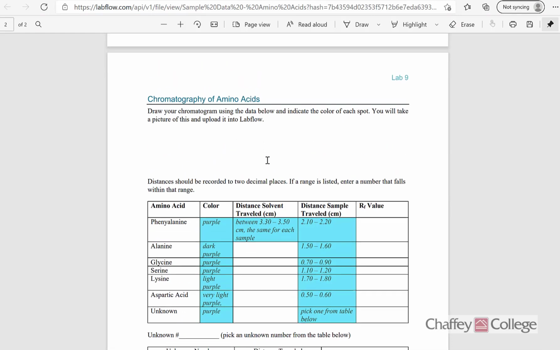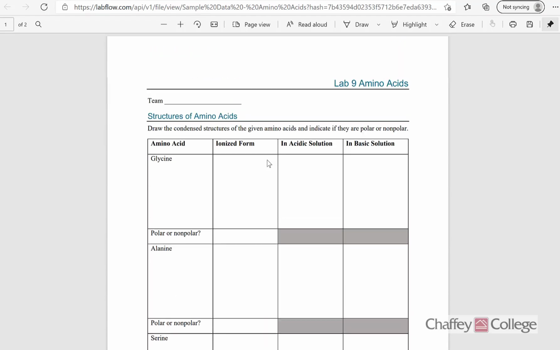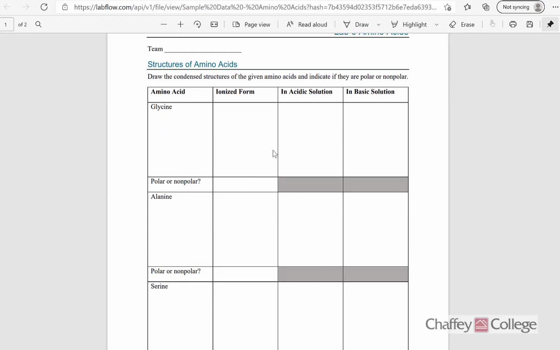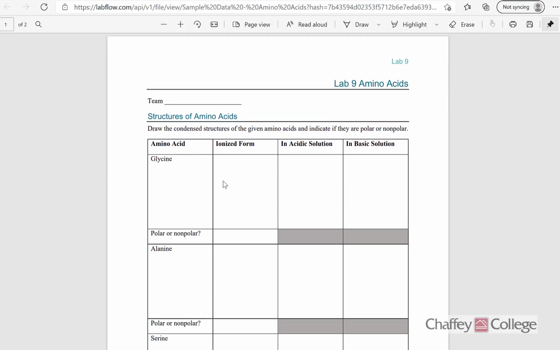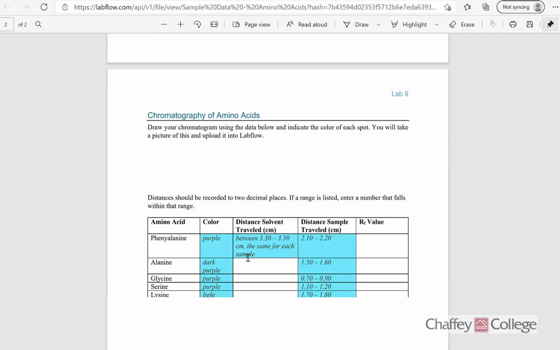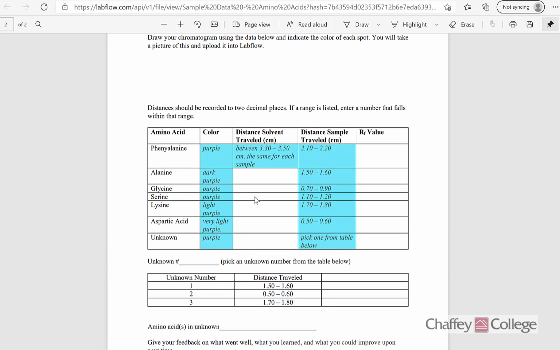So when you open the sample data, you will see this first table. The first table is about the first part of the lab report, in which you have to draw the ionized, acidic solution, and basic solution structures of glycine, alanine, and serine. So you can use this paper to draw the structures and upload the image. The data needed for the chromatography is given here.